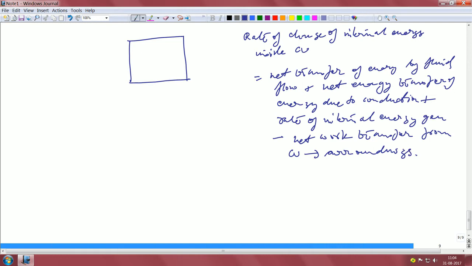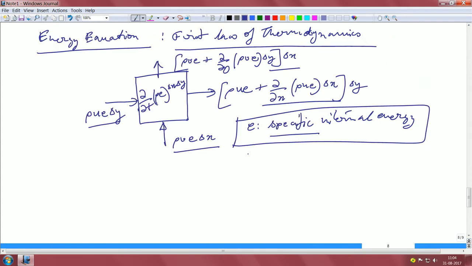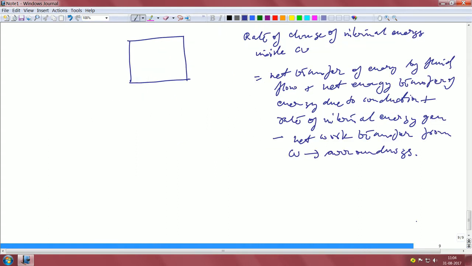Got it? So, in the previous class, we saw that this was the expression that we laid down. This was the energy which was transported due to flow. So, we covered one part of this, that this is due to flow, what is the energy that is transferred. Now, what is the net energy that is transferred due to conduction? Let us look at that particular part of the problem.